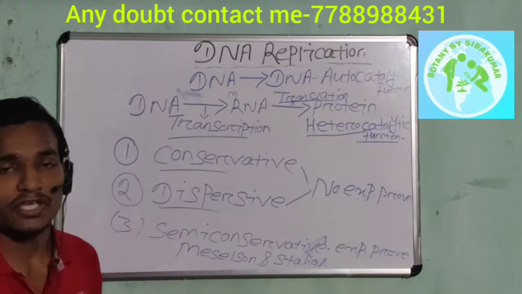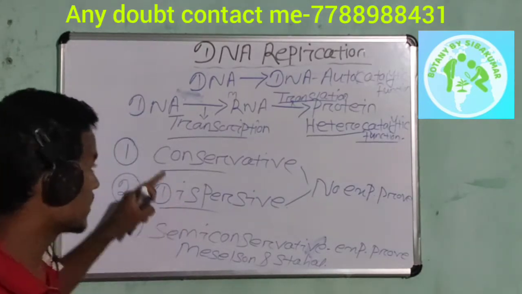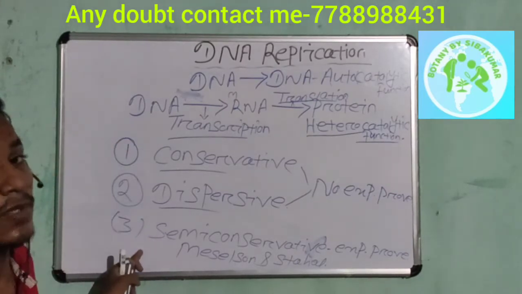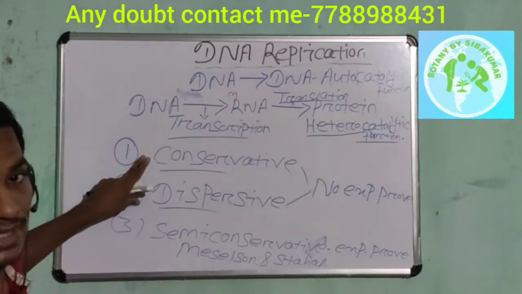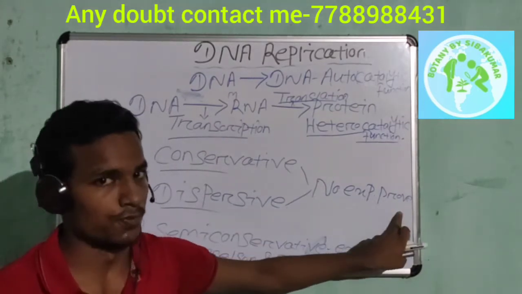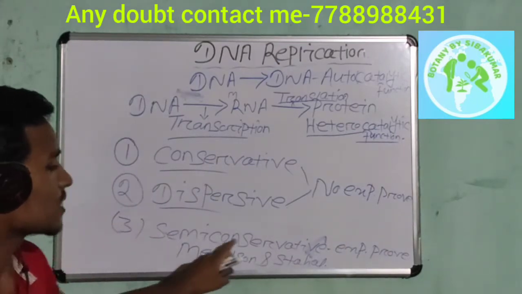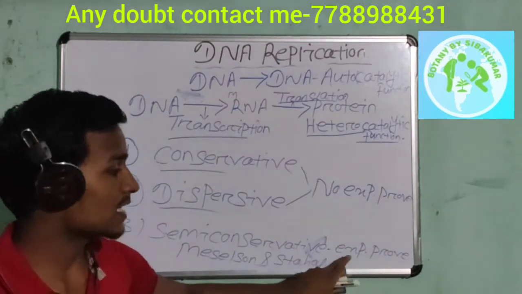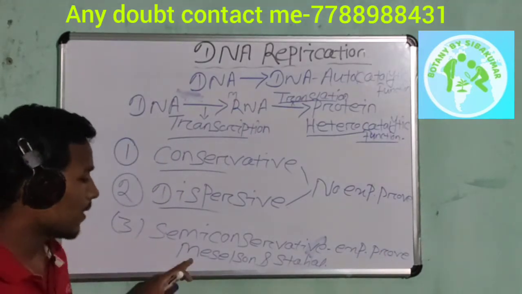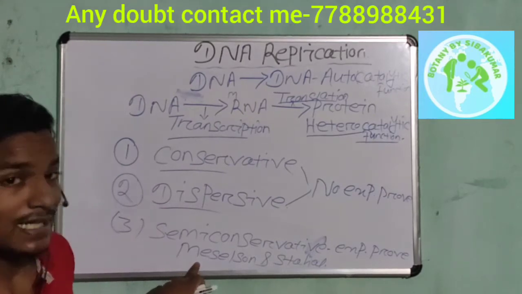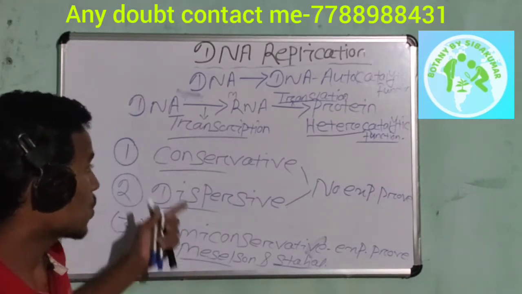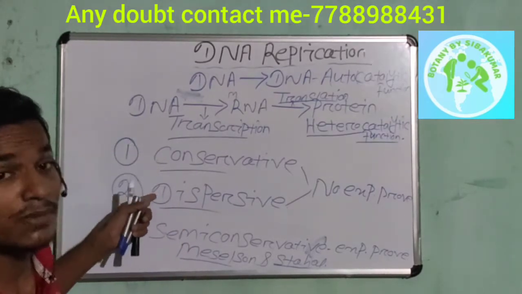Is that clear? DNA replication is of three types: conservative, dispersive, and semi-conservative. Out of the three, for the first two, conservative and dispersive, there was no experimental proof. But for the last one, semi-conservative DNA replication, there is experimental proof, given by the two scientists Meselson and Stahl. Then I will discuss the process of conservative, dispersive, and semi-conservative replication.